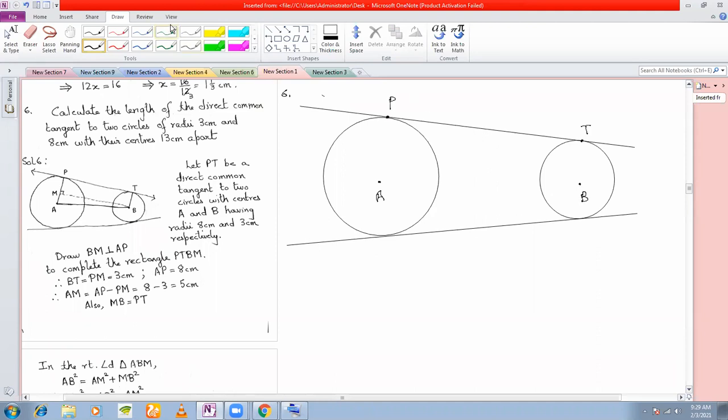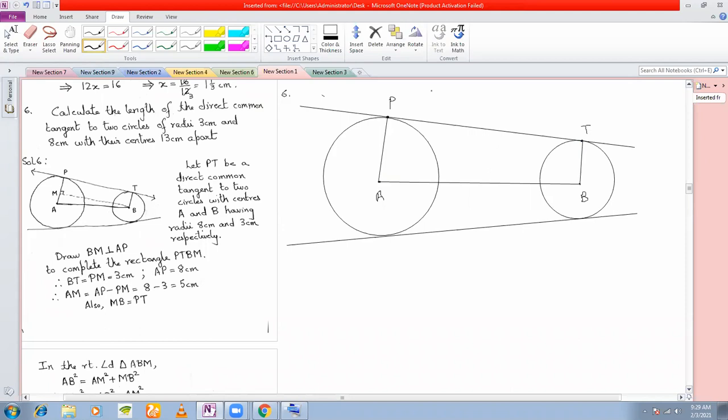So what I do is I join the radii. I join these radii. And I join the centers also because the distance between the centers is also given. So I join the center. Okay. My diagram is not complete. I might require one or two more constructions.